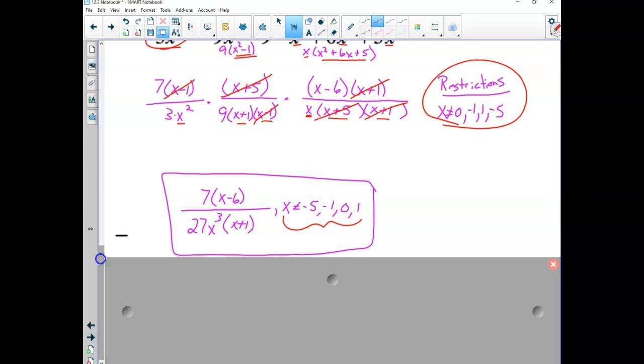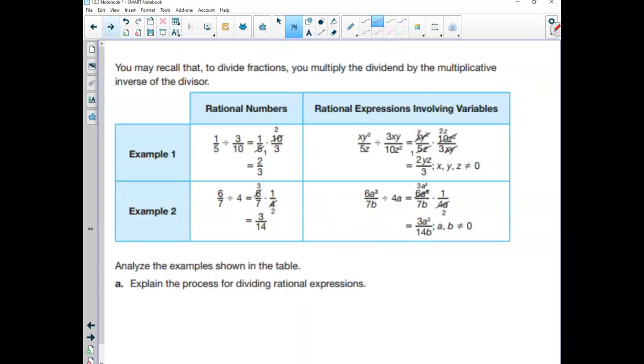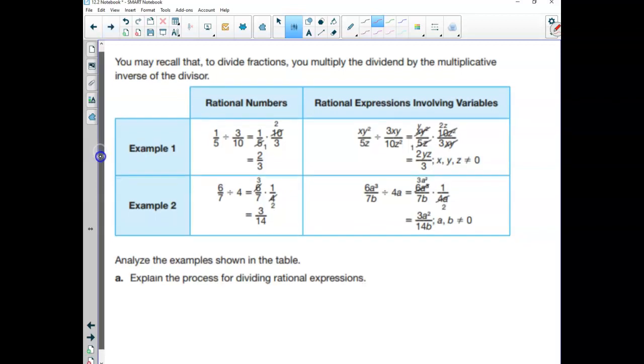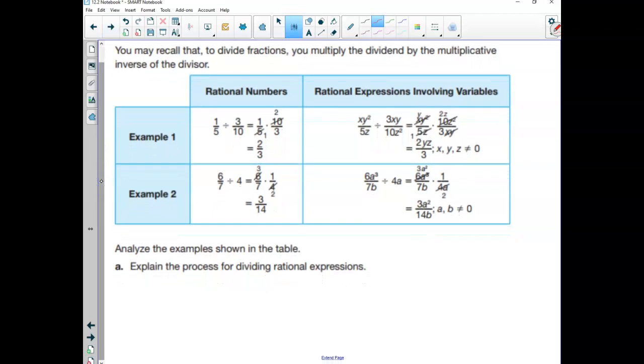Then we are moving along here. Hopefully this is making sense. Then recall how to divide fractions. You multiply the dividend by the multiplicative inverse of the divisor. Okay, well, let's look at example 1 and example 2. Analyze the examples shown in the table and explain the process for dividing rational expressions.